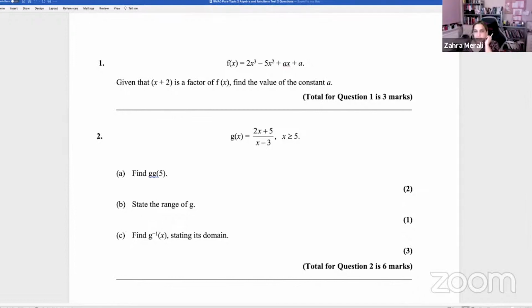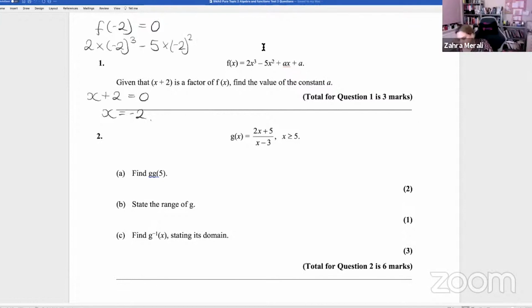We've got an equation, and we're given that x plus 2 is a factor. So we're going to say x plus 2 equals 0, and if x plus 2 equals 0, x equals minus 2. That's what we're going to substitute in. So f of minus 2 must equal 0 because that's the factor theorem. We get 2 times minus 2 cubed minus 5 times minus 2 squared plus minus 2a plus a equals 0.